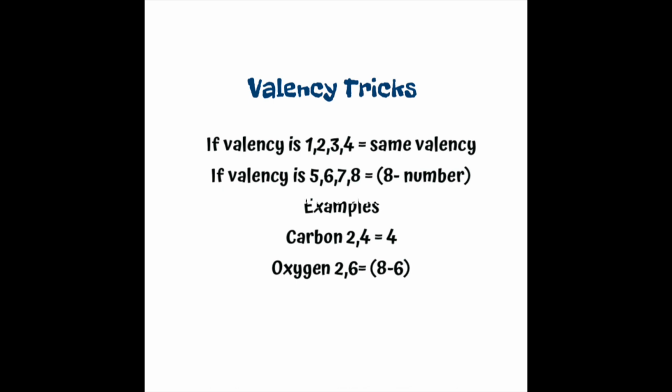But when it's higher than 4, that's 5, 6, 7, 8, it's going to be 8 minus whatever the last number is. Like oxygen, 2, 6. It ends with 6, which is above 5. That's 8 minus 6. And the valency for oxygen will be 2.